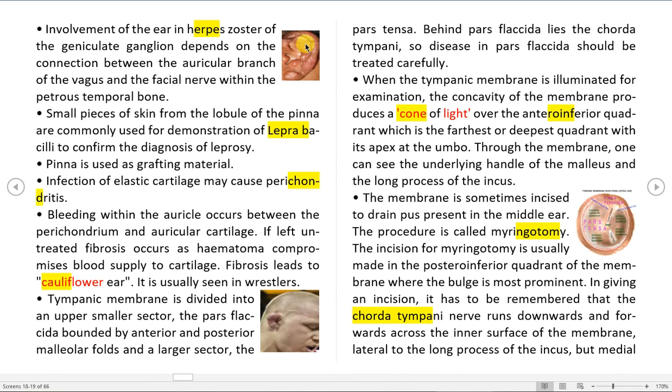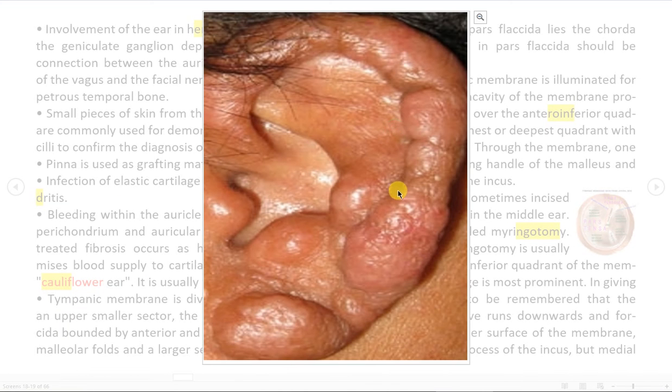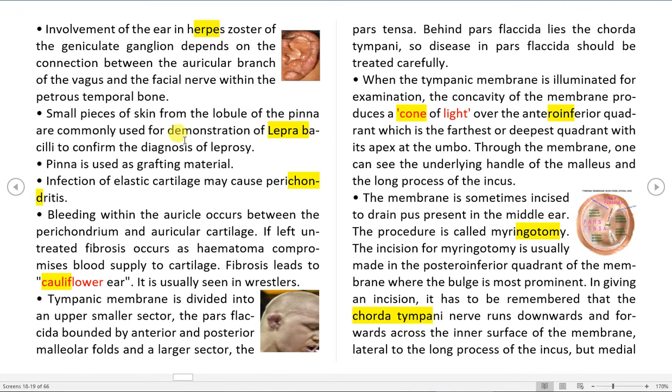Small pieces of the ear lobule can be used for diagnosis of leprosy. This one is showing infection by lepra bacilli, leprosy. So this leprosy ear becomes nodular. From this you can obtain lepra bacilli, and that is called a biopsy procedure.